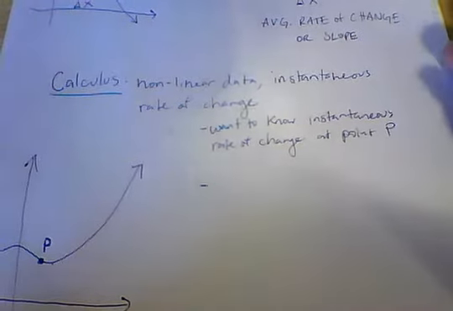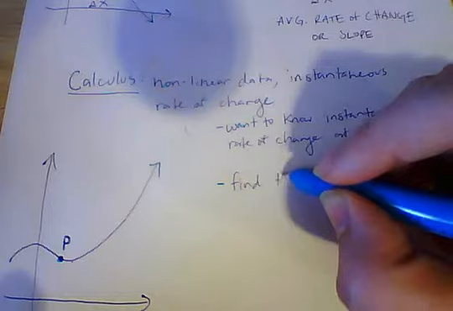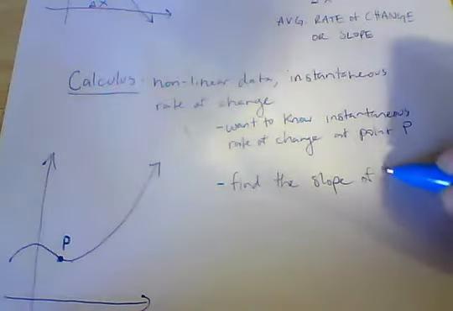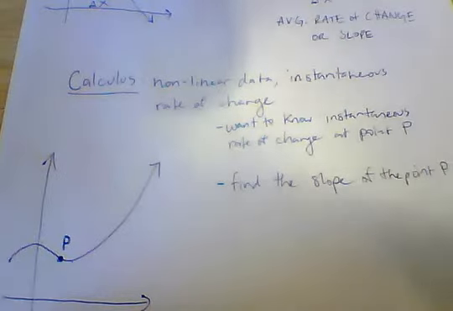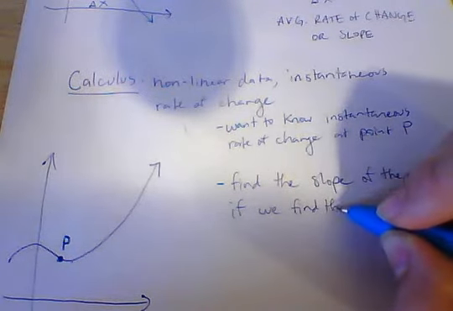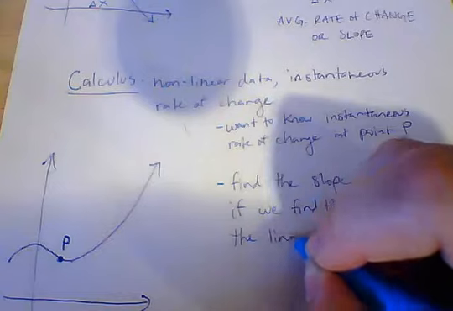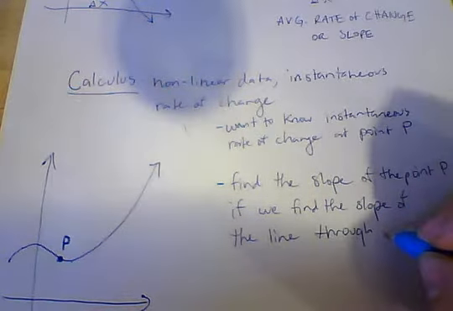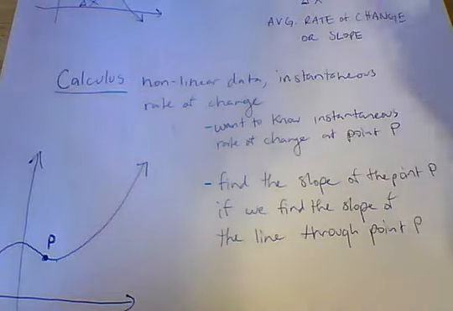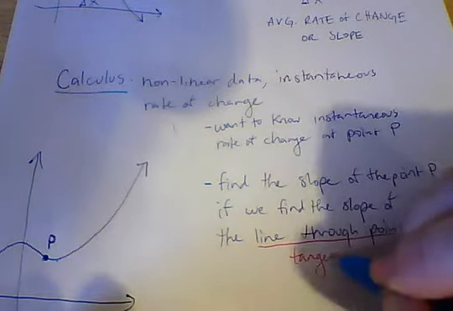And we know we can do that. We can find the instantaneous rate of change, or the slope of the point P, if we find the slope of the line through point P. And we call that line through point P, you can just underline that, line through point P, that's going to be called our tangent line.